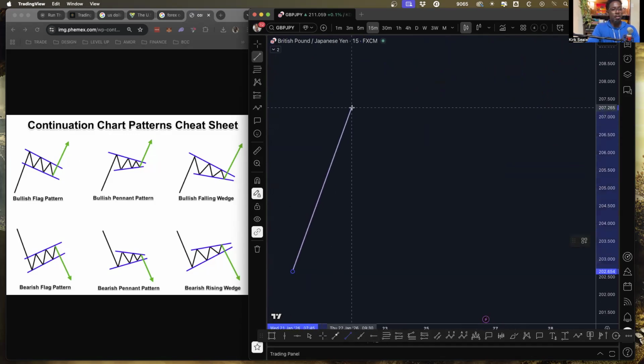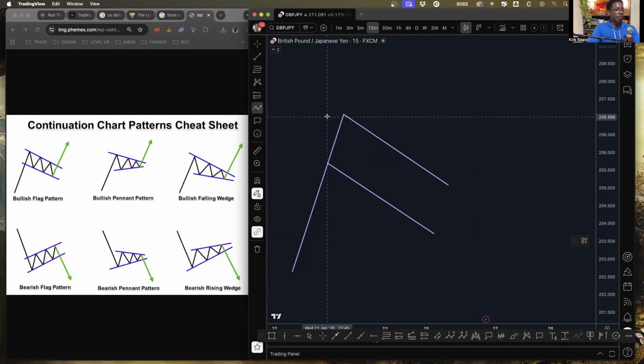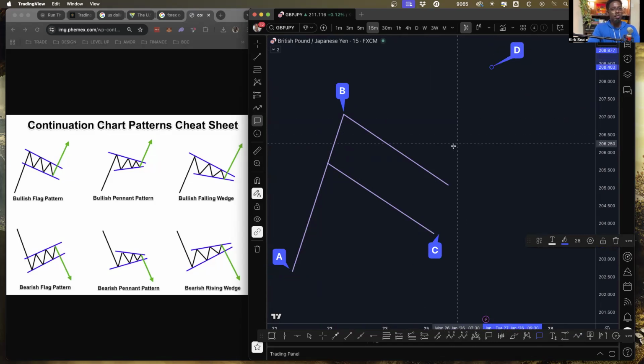We are going to look for times where price pushes up, creates an impulse, and a flag starts to form. All right, since we saw a lot more bullish flags, we're going to use a bullish flag as our case study, right? So price pushes up. This down here is A. This up here is B. We're looking for price to go to C. Well, C. And somewhere over here is going to be D.